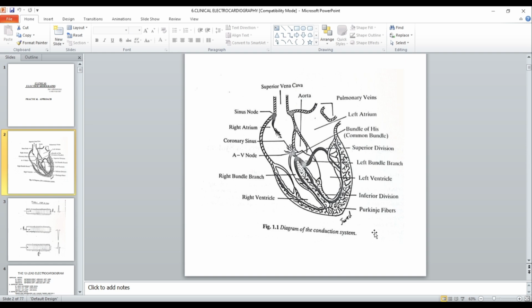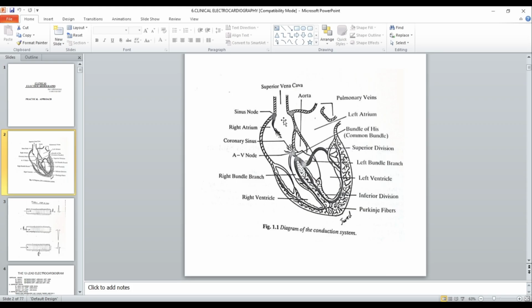The SA node is the physiological pacemaker of the heart. It is located in the sinus terminalis in the upper part of the right atrium near the entry of the superior vena cava. It has the capability of producing an electrical impulse of 100 to 150 millivolts at a rate of 60 to 100 per minute.